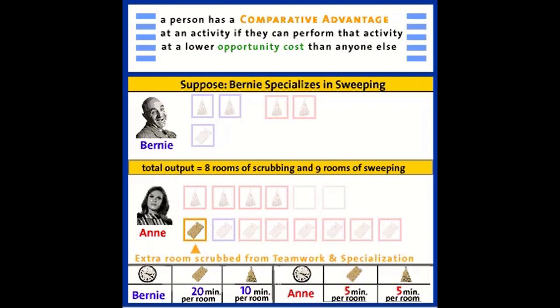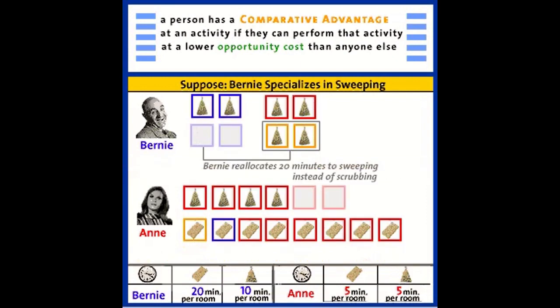Well, of course we can. And what should we do? We should have Bernie do even less scrubbing. That is, here's the room that Bernie's still scrubbing. Let's have him take those 20 minutes and sweep instead. That way he can turn out 2 more rooms worth of sweeping services. This promises to be a good deal. Now Bernie is doing no scrubbing at all. He's doing all sweeping. He's got 1 room worth of scrubbing services from Anne that he's acquired, and now he's ready to give Anne 2 more rooms worth of sweeping.